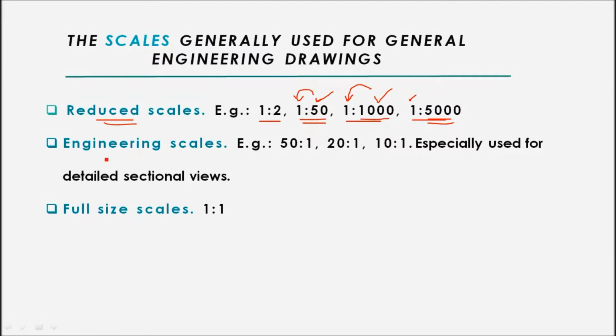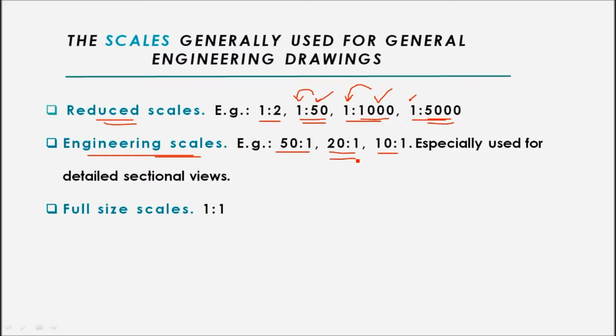And next, we have the engineering scale or enlarging scale. In some cases, for very small dimension objects like tiny mechanical parts, for developing detailed sectional views of these types of products, we use engineering scale. We have engineering scales like 50:1, 20:1, 10:1 here. And what does it mean by this 50:1, 20:1, 10:1? Let's understand one example here.